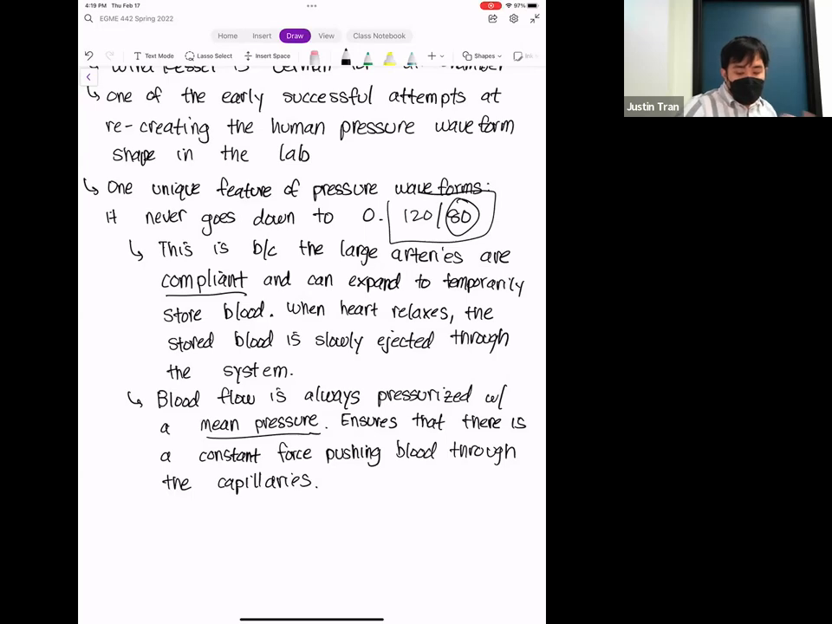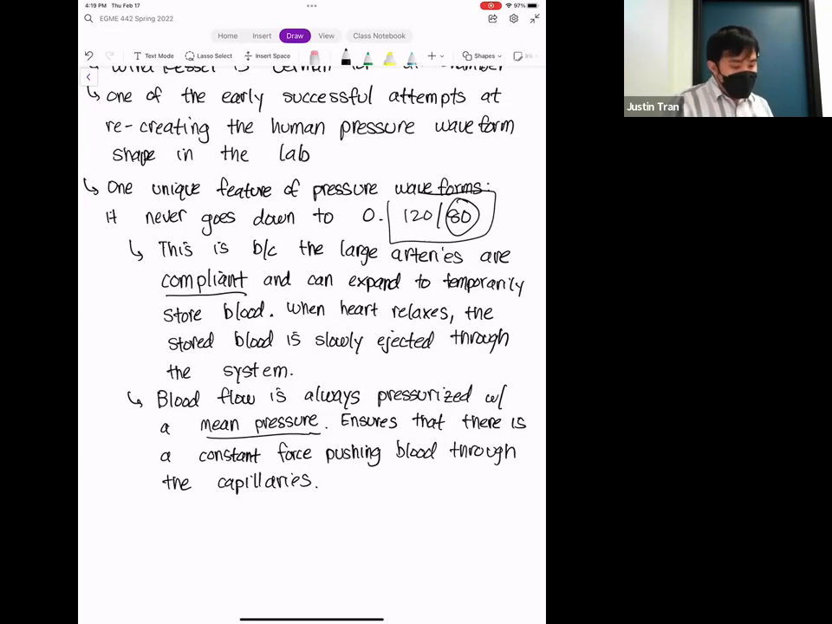And so even though you see the blood flow in your arteries go up and down, if you measure the blood flow in your capillaries, it's actually close to constant, and that's essentially just to make sure that your capillaries get a constant feed. And so another consequence of having this mean pressure is to always make sure that we have that constant flow through the capillaries.